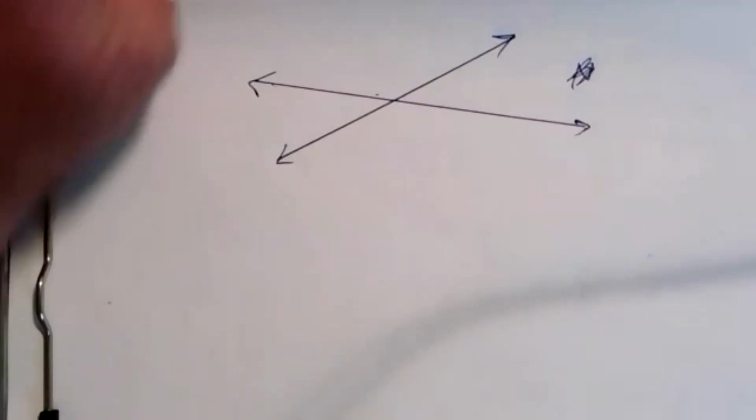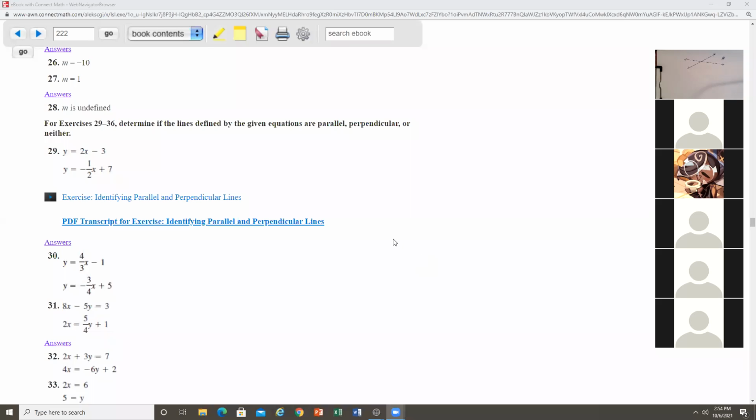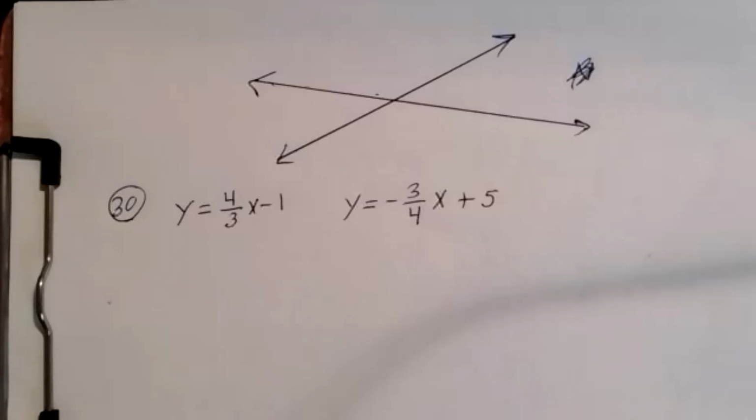All righty. Okay. So let's go back to our problem here. So, ladies and gentlemen, problem number 30, they give us equations for some linear functions here. The first one is y equals 4/3 x minus 1. And the second function they give us is y is equal to negative 3/4 x plus 5. All right, both of these linear equations or functions are written in slope-intercept form.